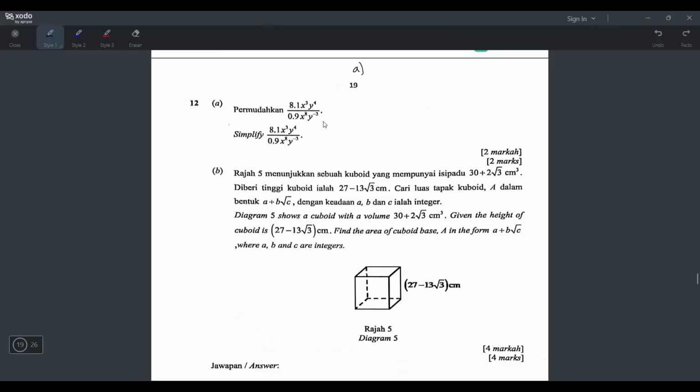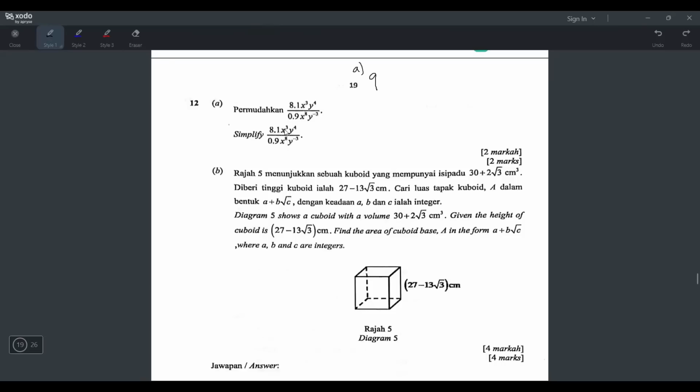Okay, first of all, we need to know numbers can only be worked with numbers, X can only be worked with X, Y can only be worked with Y, right? So number can only go with number. So 8.1 divide 0.9, you can use a calculator and you will get 9. Right? And then what about X with X? Can also do, but X power 3 divide X power 8.